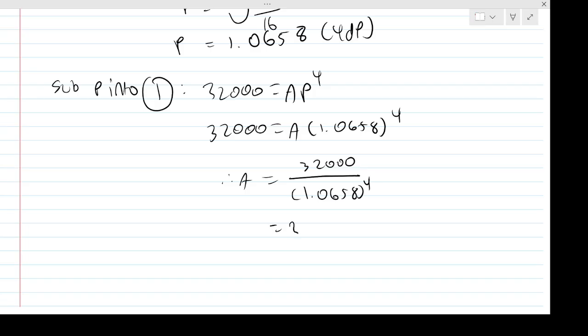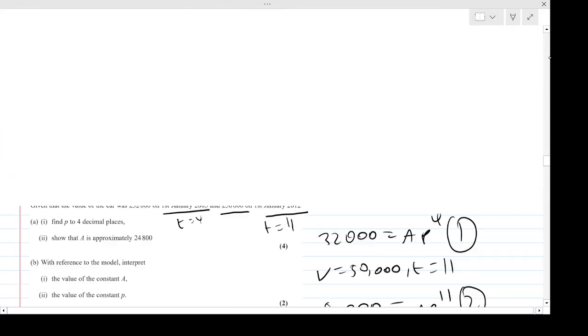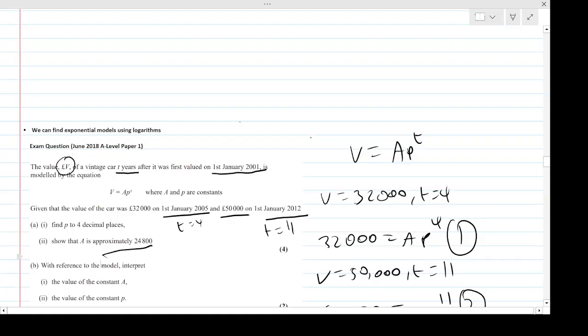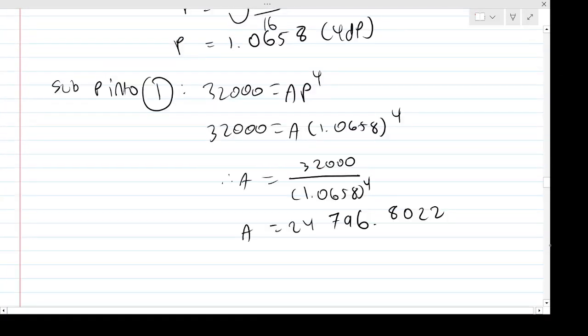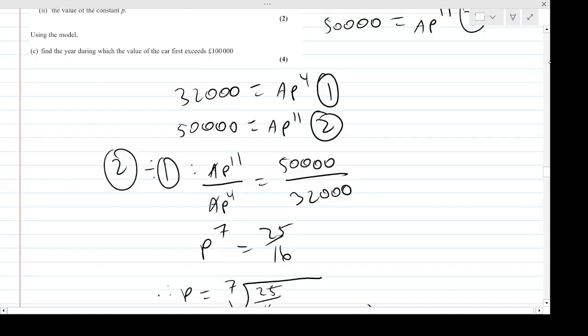And so if I put that in a calculator, I get 24,796.8022. I assume I'm going to have to round that. What does it say? It's approximately 24,800, if I round it to 3 significant figures. Because then this 7 here, the 100th, the 796 would have to round up to 800, and so yeah, that's great. There we are. So that's the value of P and A.